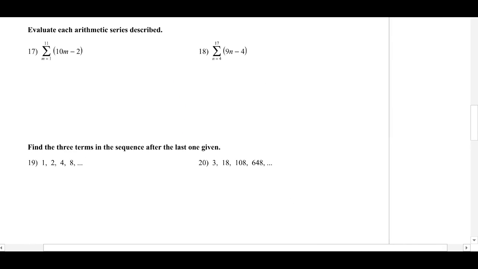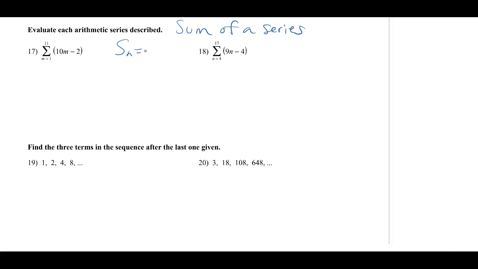Now we have to find the arithmetic series described. If you see the sigma notation, that means we're going to find the sum of a series. So that means I'm going to be using the equation that has Sn in front of it. The question is, which one am I going to use? Am I going to use the geometric or the arithmetic? Well, it says arithmetic. So use the arithmetic one.